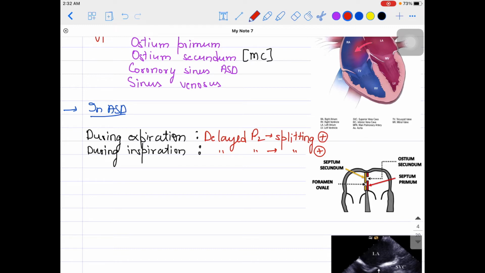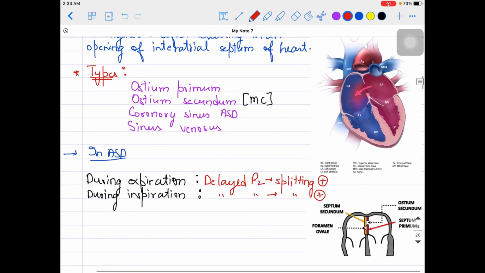Okay, so if you are comparing inspiration and expiration, normally in the inspiration, there is no time gap between the aortic and the pulmonary valve. In the expiration phase, yes, there is, but in the ASD patient, in both situations, either in the inspiration or in the expiration, P2 sound will be delayed. Why? Because this valve will be taking much time to close now, because more amount of blood is flowing through that. That is the reason behind that, right?